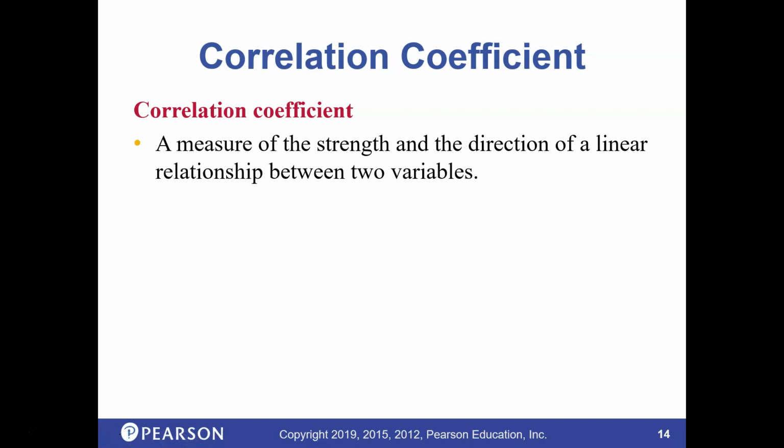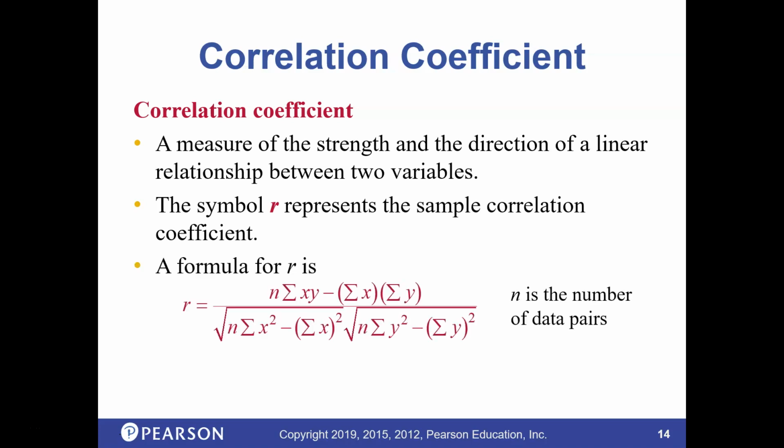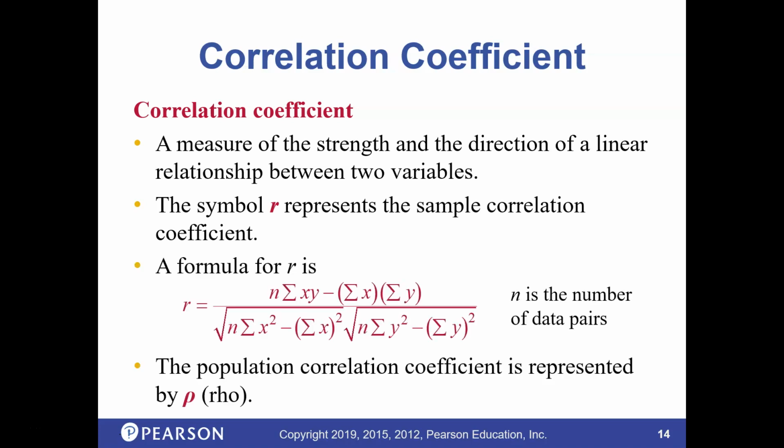But this is just one number, and it tells us two things. It tells us how strong the relationship is. Is it weak? Is it moderate? Is it really strong? And it also tells us the direction of the association. Is it positive or is it negative? Okay, so it's going to have a sign and it's going to have a value.